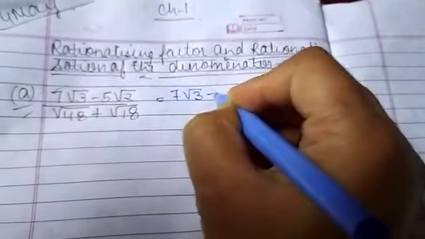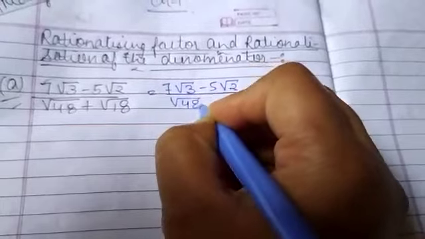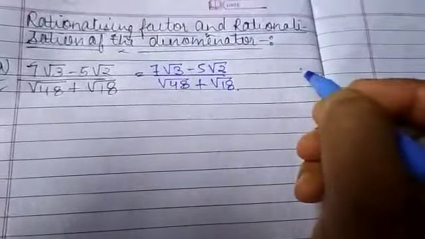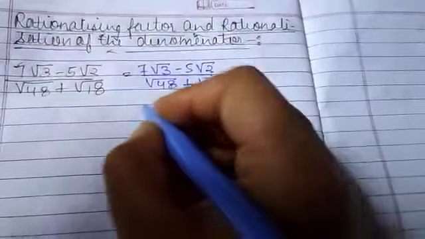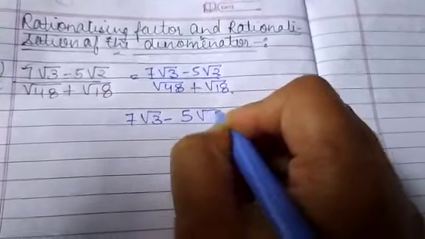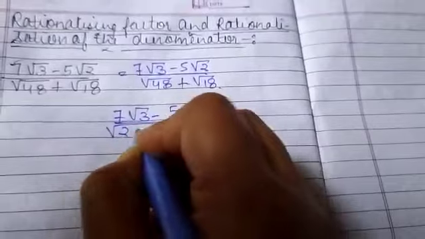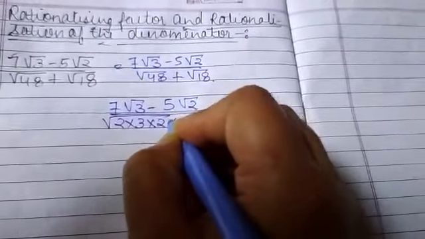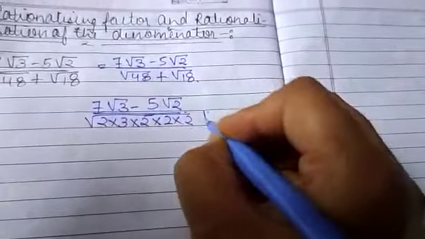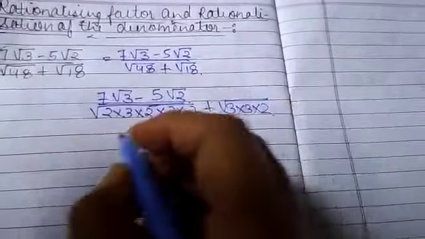So this will be 7 under root 3 minus 5 under root 2 upon under root 48 plus under root 18. Correct? This is under root 48, this is under root 18. How to write it? 6 8s are 48. So 2 3s are 6, 6 2s are 12, 12 2s are 24 and 24 2s are 48. These are the prime factors of 48 and 18. 9 2s are 18. So 3 3s are 9, 9 2s are 18.